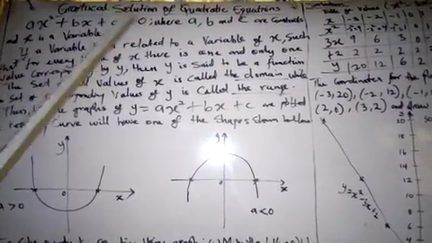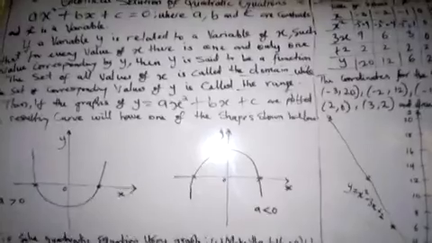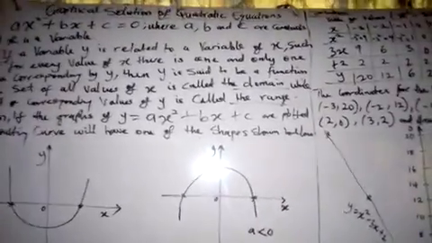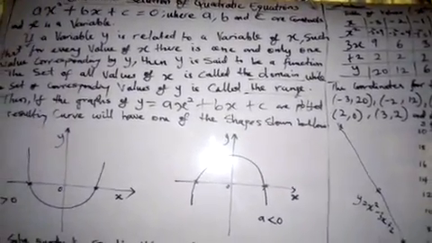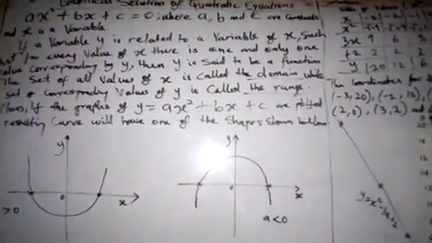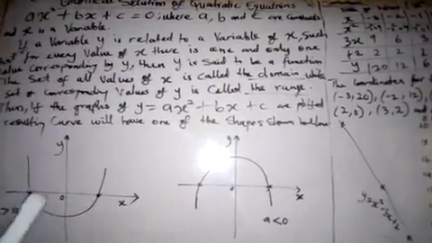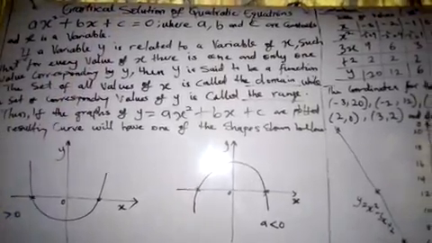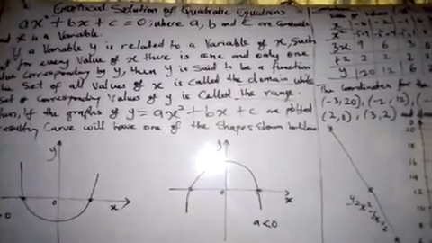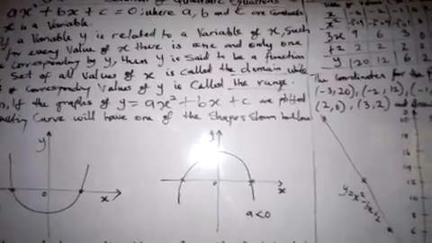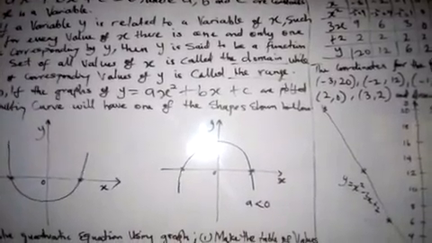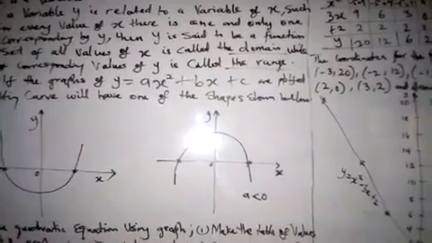So, graphical solution of quadratic equations. Don't forget how to identify a quadratic equation. Whenever you see an equation in this form, know that it is a quadratic equation. And take note of this: a, b, c are constants and x is a variable, and the highest power is 2. When you see that, then you have a quadratic equation.